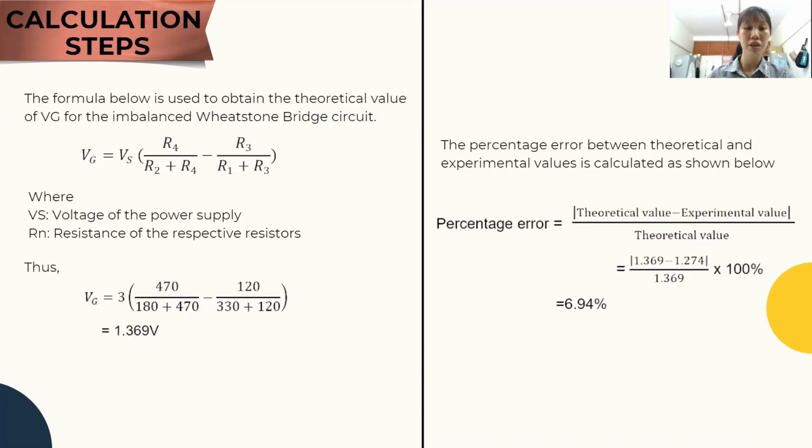This is the formula used to obtain the theoretical values of VG for the imbalanced Wheatstone bridge circuit. By substituting values of Vs, which is the voltage of the power supply, in this case it is a battery, and the values of R1 to R4 into this formula, the calculated value of VG obtained is 1.369 volt, with the experimental value of VG equals 1.274 volt. Percentage of error obtained is 6.94%.